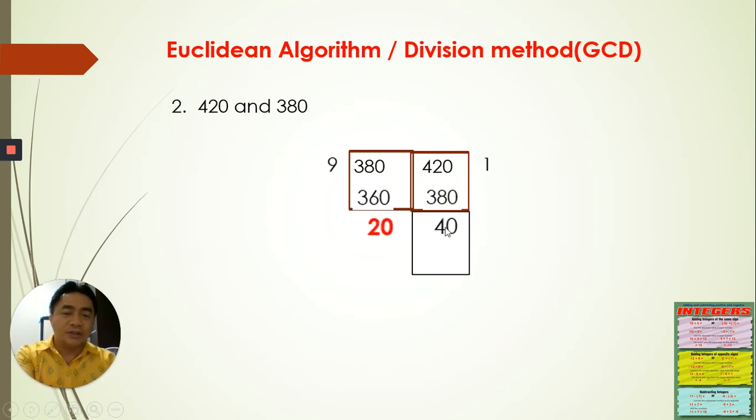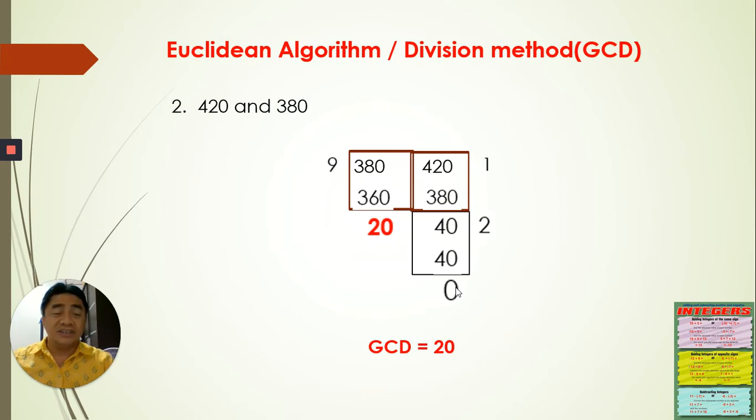Okay, so 40 divided by 20 is 2. Then 2 times 20 is 40. 40 minus 40, then 0. And therefore the GCD is 20. As easy as that. So just follow the method on how to find the GCD.